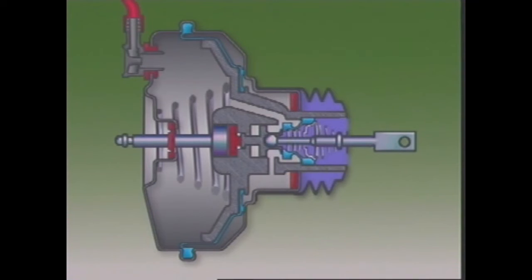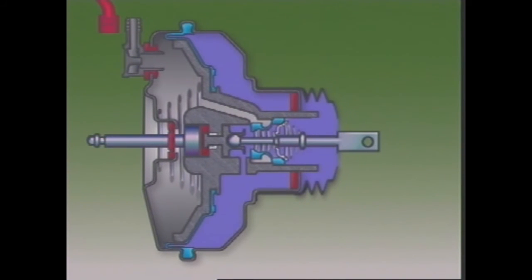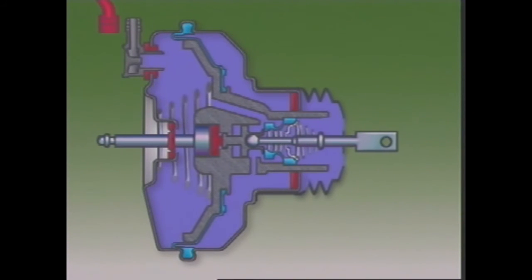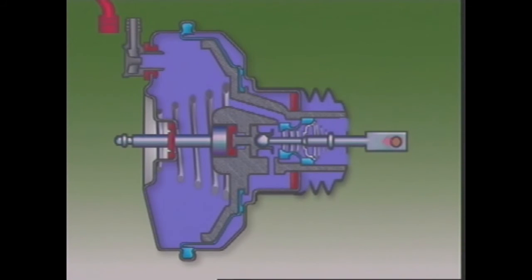When the engine is switched off or stops for any reason, no vacuum is available. The vacuum remaining in the booster, held by the non-return valve, will provide for at least one power-boosted application. After this, the brakes will still operate, but without power assistance, they require more effort from the driver.